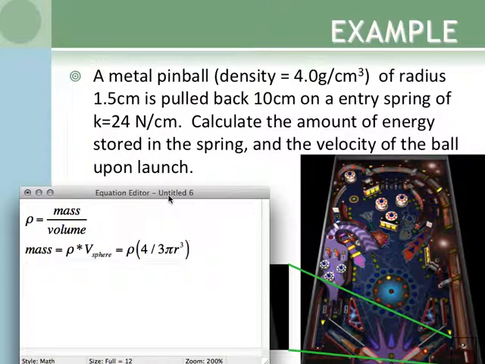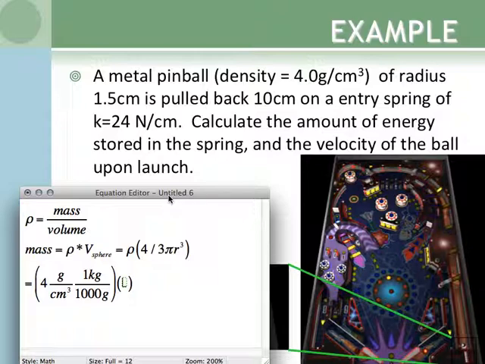And so let's plug in some numbers. I think we've got what we need. The density is 4, and that would be in grams per cubic centimeter. And I'm going to want my mass to come out in kilograms, so let me add a conversion factor. There's 1 kilogram in 1,000 grams. And now let's find the volume of that pinball in cubic centimeters.